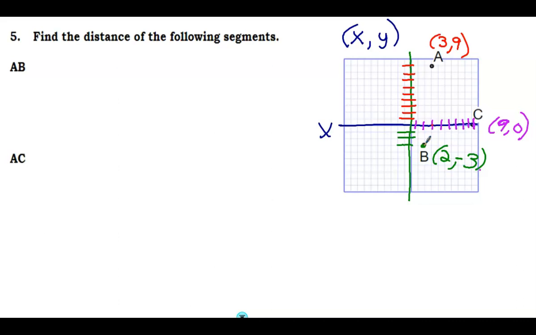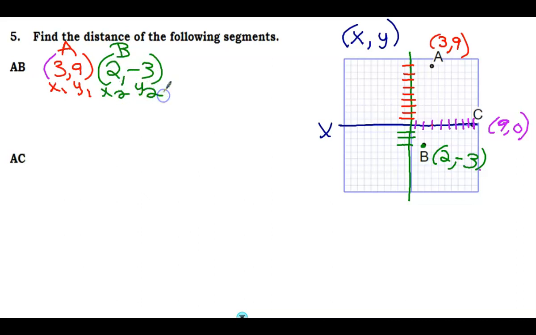we're going to set them up for the distance for the segments, and then we will move along here. So A is 3, 9. That will be my x1, my y1, just means my first and second point. So A is my first point, and B is my second point. It could go the other way if you wanted to, just as long as your x's are together and your y's are together in the same order.